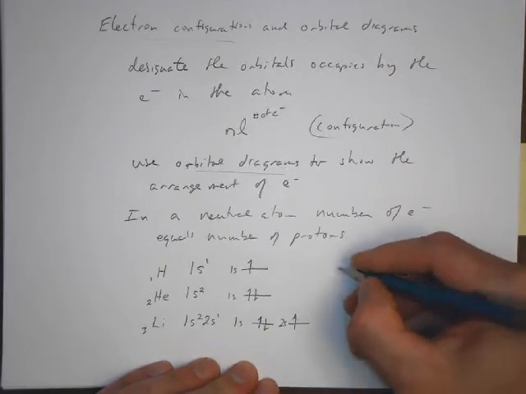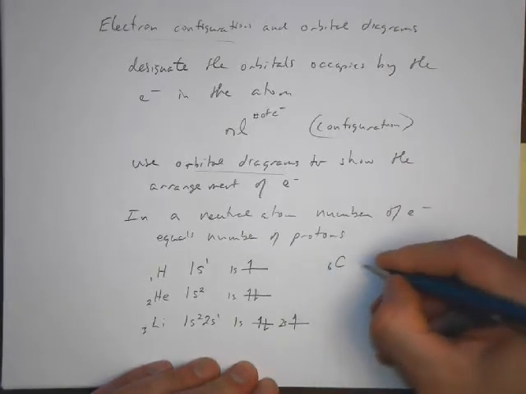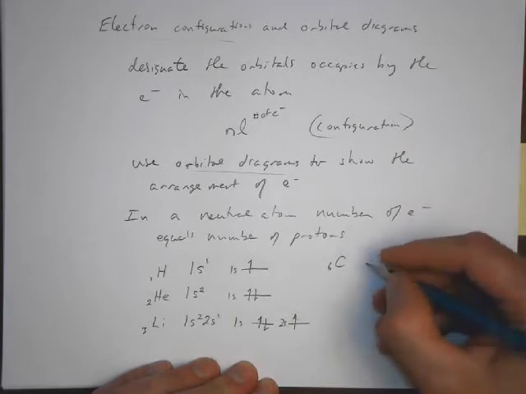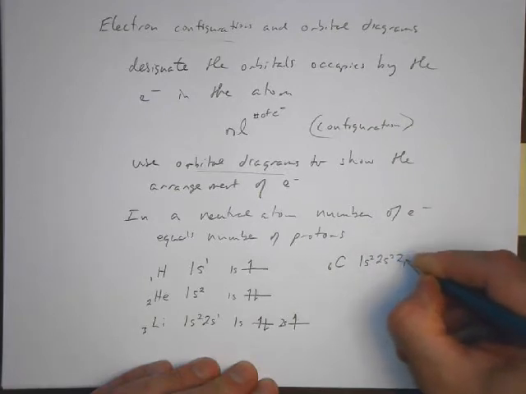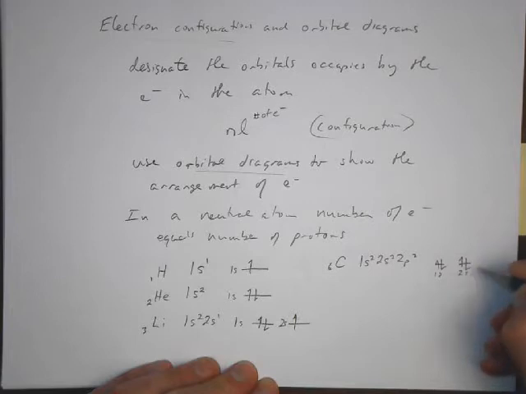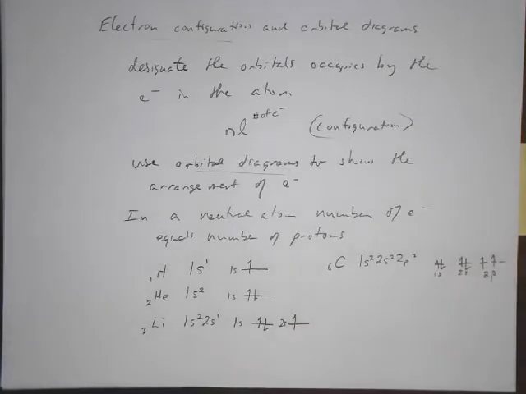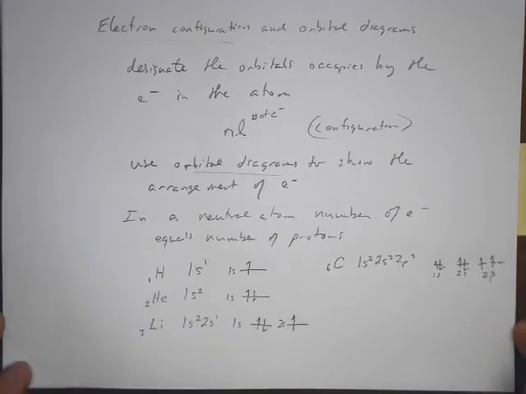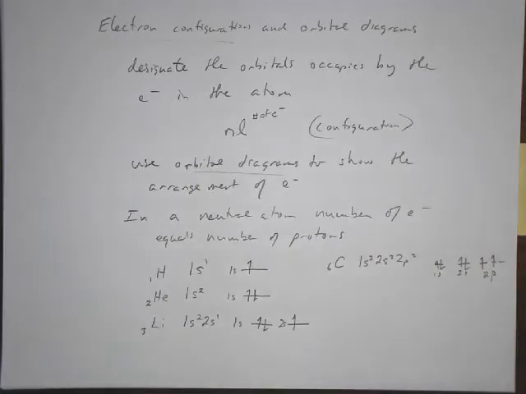If we go along to, say, for example, carbon, the electron configuration would look like this: 1s2, 2s2, 2p2. We'd have 2 electrons in the 1s, 2 electrons in the 2s and 2 electrons in the 2p orbitals. Okay. We do not distinguish m sub l values, because they have the same energy in the free atom.